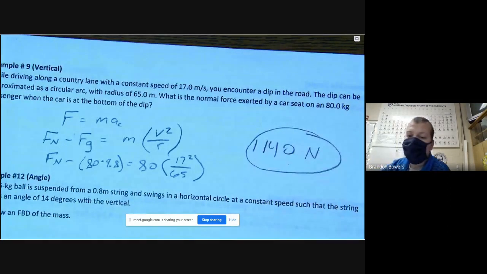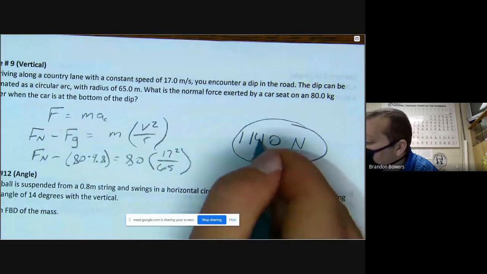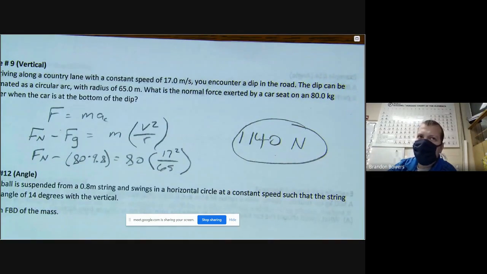That's not the answer in the book. You want to know why? Because the answer key's wrong. The answer key's usually wrong on here.